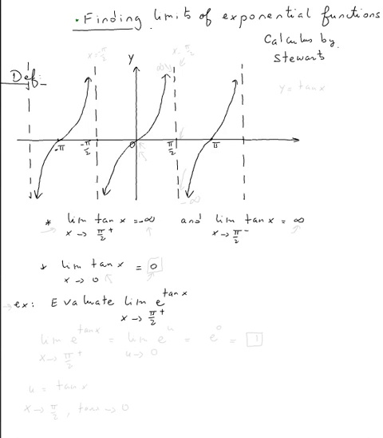The topic is finding limits of exponential functions. Alright, so what do we know? First we need some trig review. So this is the graph of y equal tangent of x, right? There's a vertical asymptote at x equal pi over 2, right? And x equal negative pi over 2 and so on.